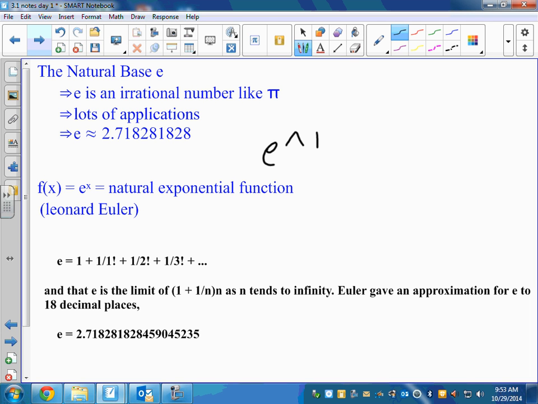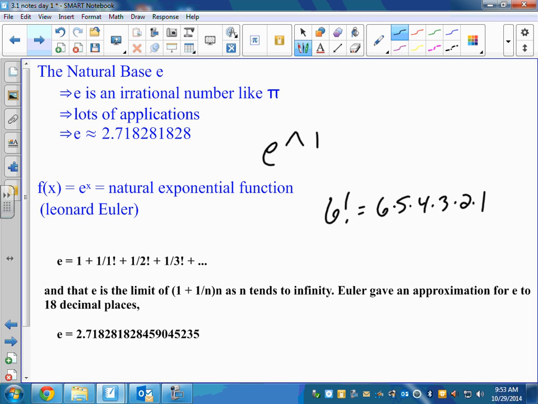It comes from adding up all these numbers, adding up 1 plus 1 over 1 factorial plus 1 over 2 factorial plus 1 over 3 factorial. You know what those factorials mean? 6 factorial means like 6 times 5 times 4 times 3 times 2 times 1. So instead of writing all that out, we say 6 factorial.